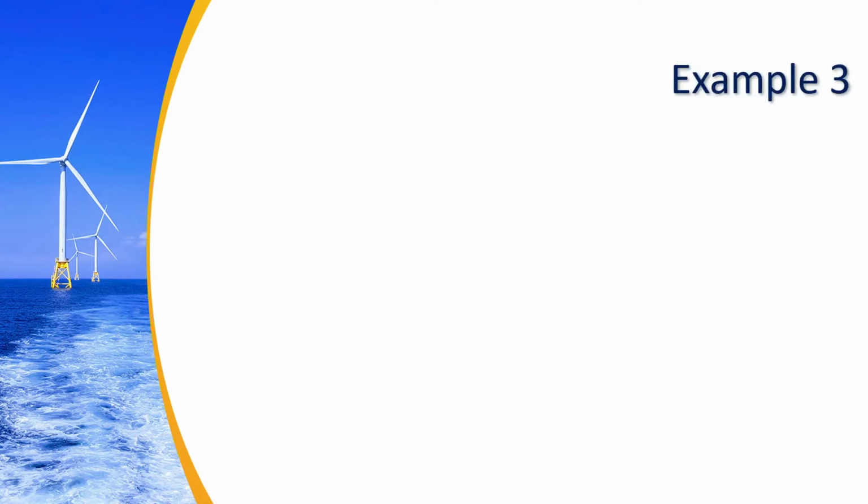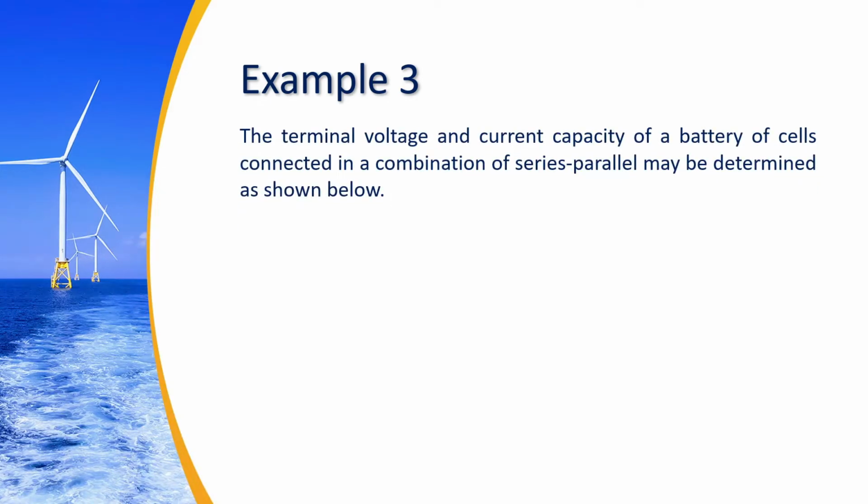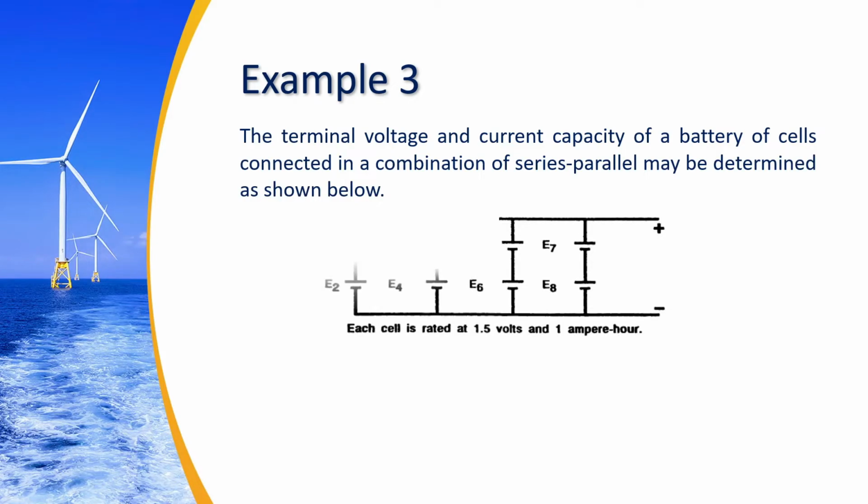Okay? So, let's proceed sa example 3. The terminal voltage and current capacity of a battery of cells connected in a combination of series-parallel may be determined as shown below. Okay, so dito, meron tayong mga cell. Each cell, meron tayong 8 cells: E1, E2, E3, hanggang E8. Bawat isang yan is merong 1.5 volts at 1 ampere hour.